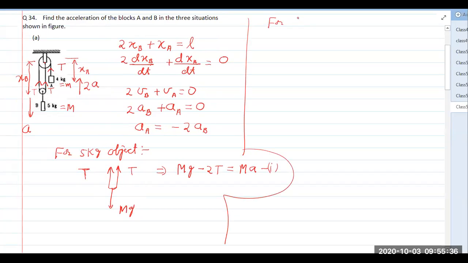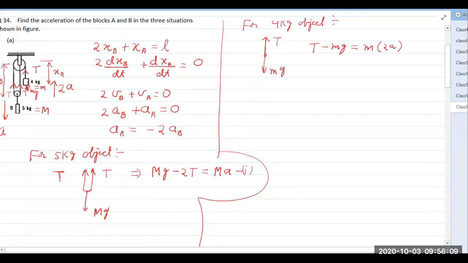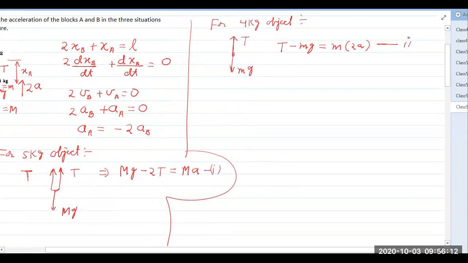Similarly, for the 4 kg object, only one tension is acting upward and one weight, mg, is acting downward. This object is going up, so tension is greater: T minus mg equal to m into 2a, because the acceleration is 2a. This is equation 2.